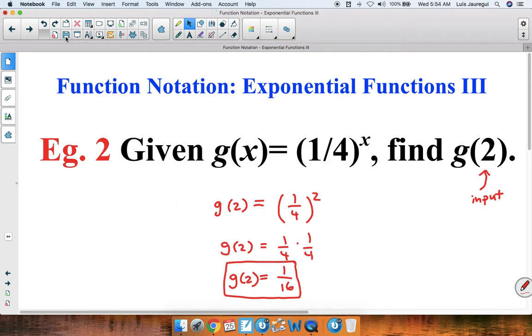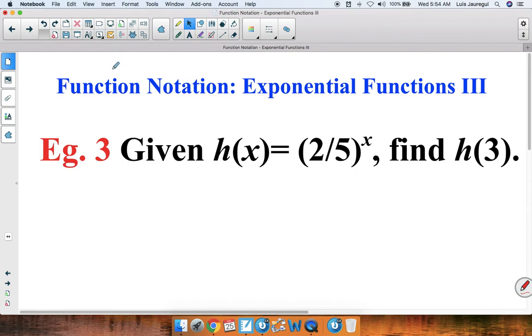Let's take a look at one last example. Example 3. Given h of x is equal to 2/5 to the x, find h of 3. Once again, we see that our input is 3 in this case. So let's substitute that in wherever we see an x. So we have that h of 3 is equal to 2/5 to the third power, or 2/5 cubed.